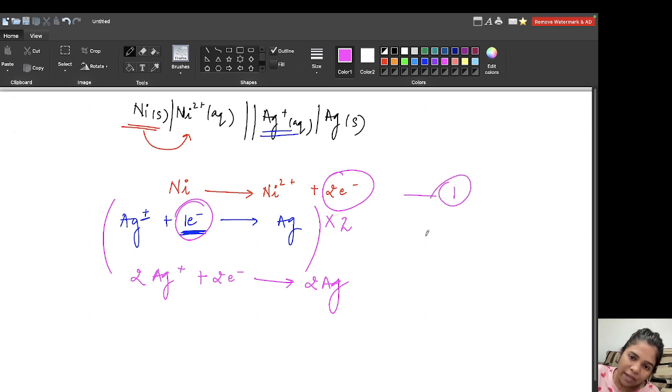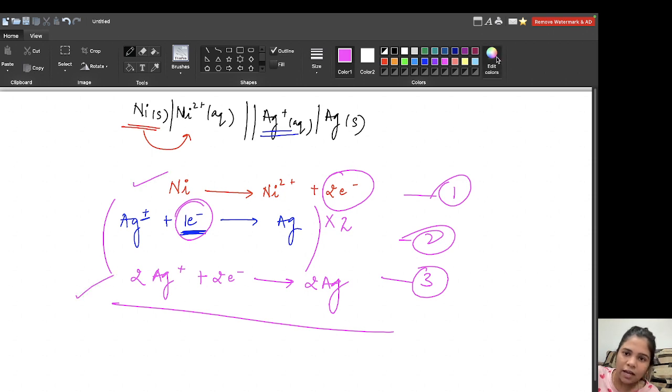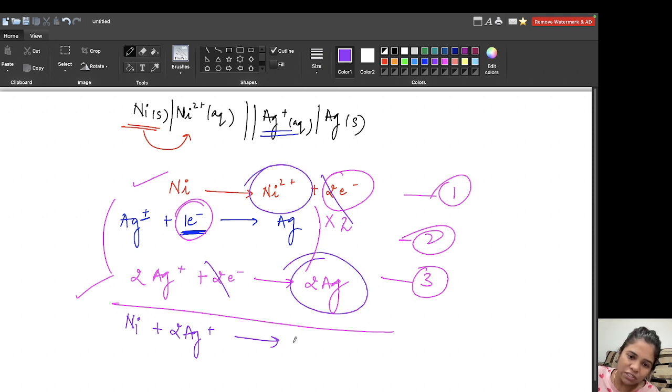Now if I combine the first and the third reaction, what will you be getting? Now the electrons are getting cancelled and you will get Ni plus 2Ag+ giving you, what is left? Ni2+ and 2Ag. Ni2+ plus 2Ag, right? So this is an example of how you represent a cell reaction and how you represent a cell.